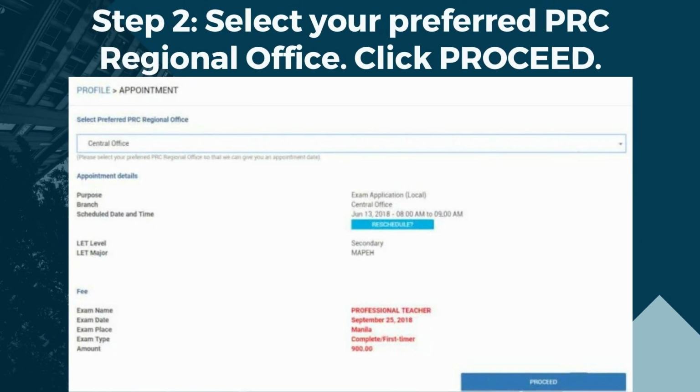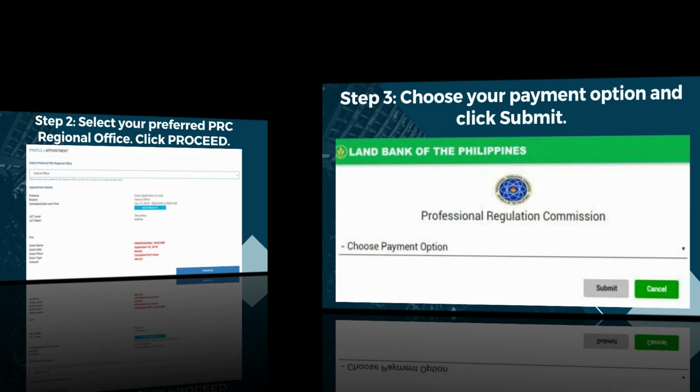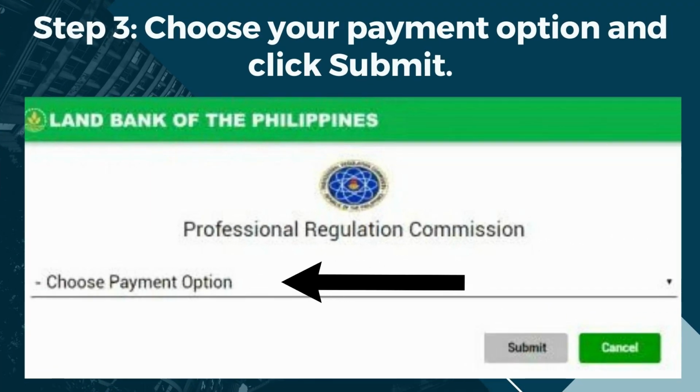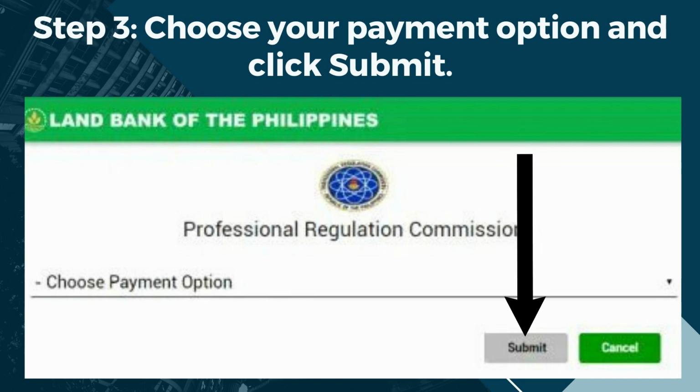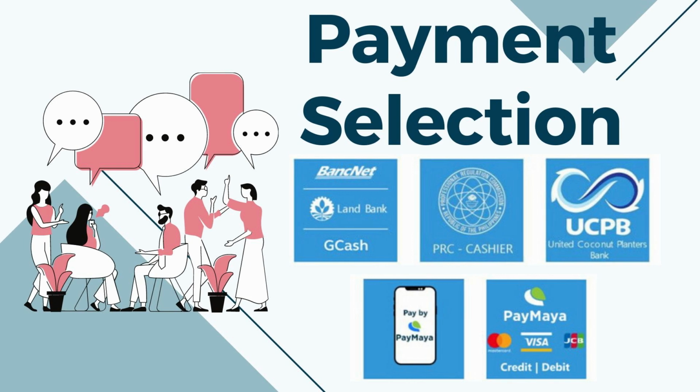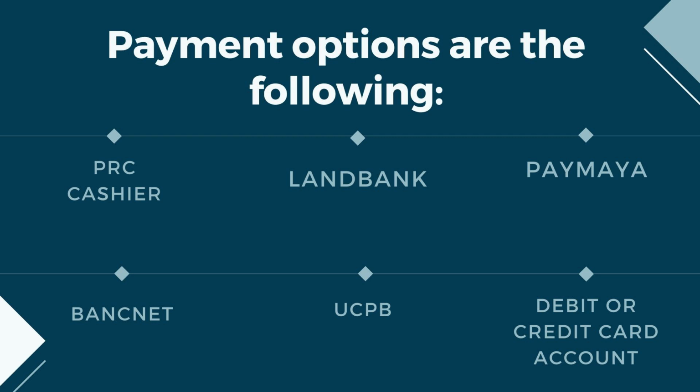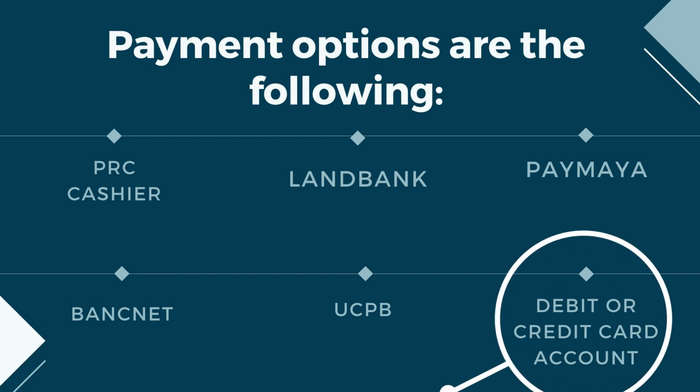Step 2. Select your preferred PRC Regional Office, then click Proceed. Step 3. Choose your payment option and click Submit. Now there are only 5 payment selections. Payment options are the following: PRC Cashier, Land Bank, PayMaya, BankNet, UCPB, and debit or credit card account.